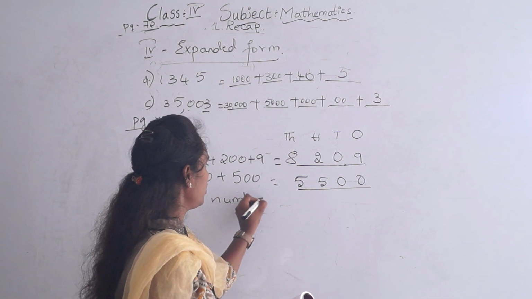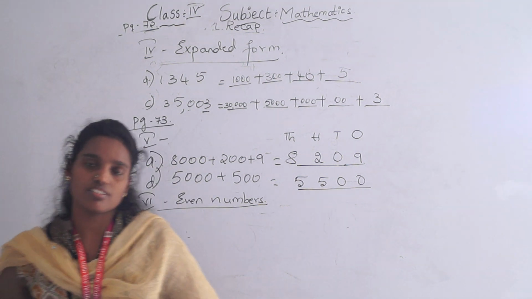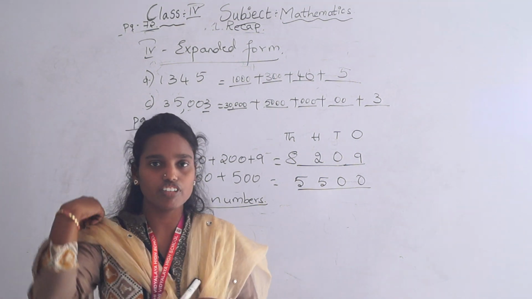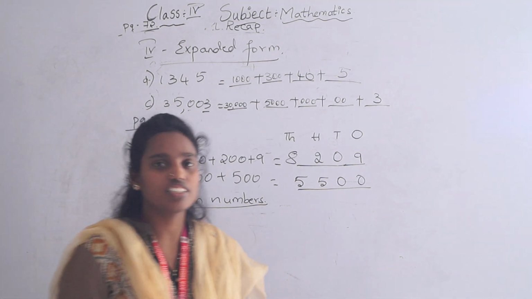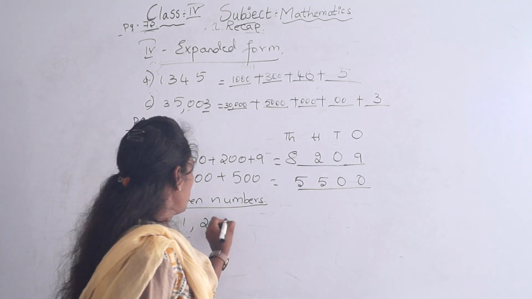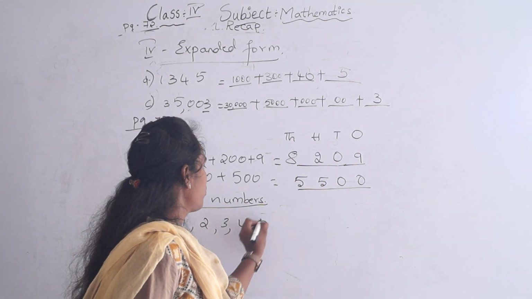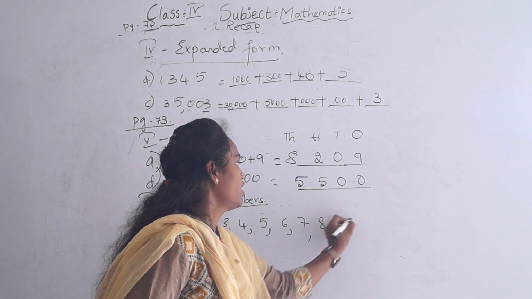What is that, children? Even numbers. So tell me, what are even numbers? Have you any idea about even numbers? Even numbers means? Okay, I will tell you. So first you take numbers from 1, 2, 3, 4, 5, 6, 7, 8, 9, 10.